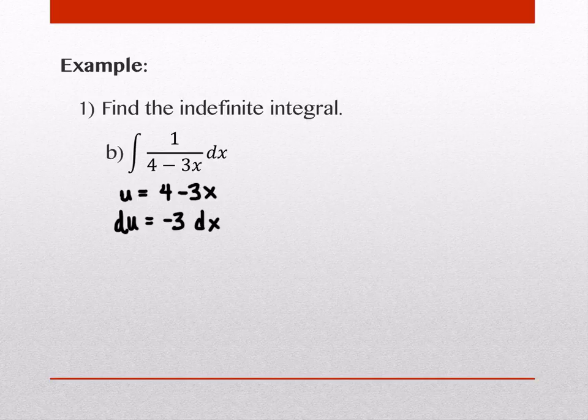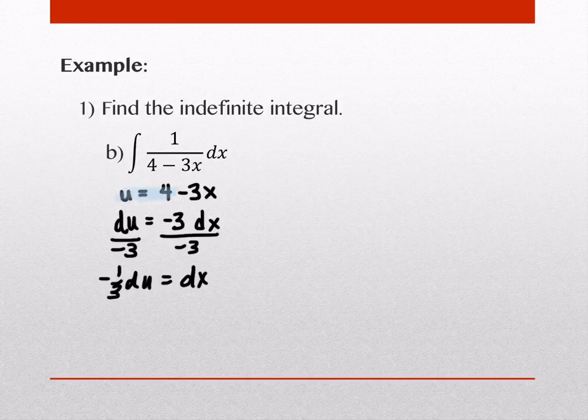And then what we do is we multiply or divide, depending on which one we're working with. In this case, we're going to divide by the negative 3, or multiply by the negative 1/3 to the left. So I have negative 1/3 du is equal to dx. This piece of information right here and this piece of information right here will allow us to make an appropriate substitution. So our substitution back up here will have a negative 1/3 in front. We'll have an integral. It will be 1 over u and du.